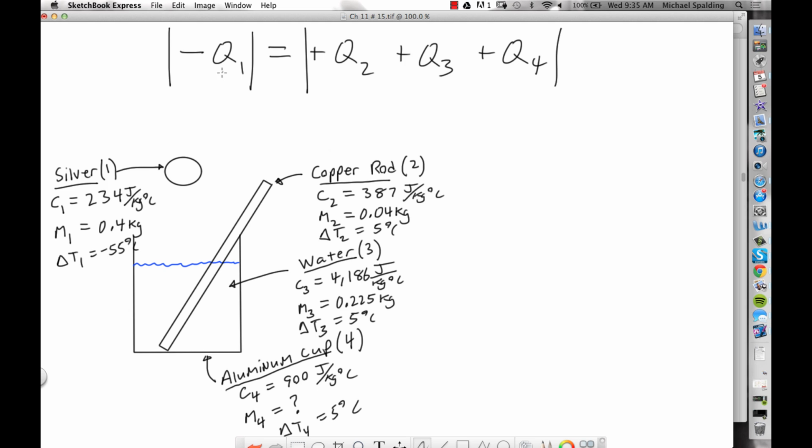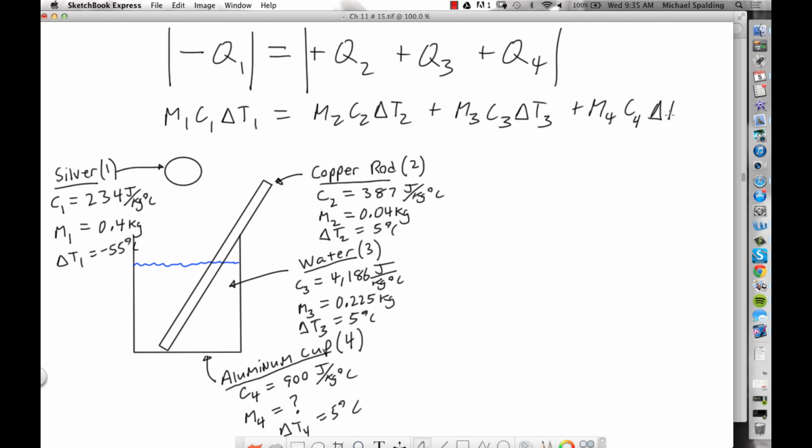Yep. All right, what I recommend doing is absolute valuing the heats unless they're asking for the equilibrium temperature. If they're asking you to solve for the temperature where all the objects meet, then you have to leave the minus there. But unless they're asking for that, just absolute value it. So the absolute value of the heat lost, M1C1 delta T1, equals M2C2 delta T2 plus M3C3 delta T3 plus M4C4 delta T4.